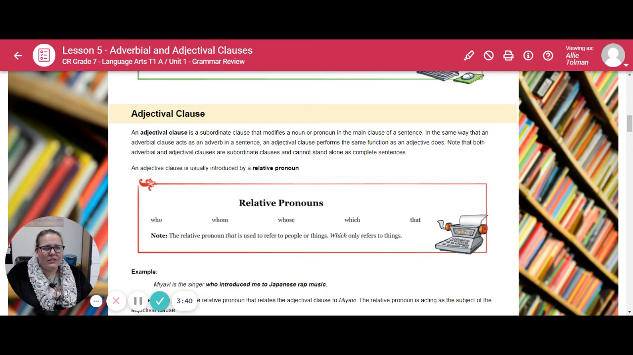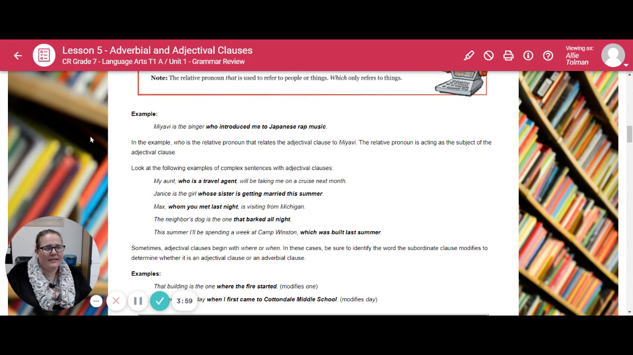An adjective clause is usually introduced by a relative pronoun. Now here are some relative pronouns. Who, whom, whose, which, and that. The relative pronoun that is used to refer to people or things, which only refers to things. Here's an example. Mayavi is the singer who introduced me to Japanese rap music. In the example, who is the relative pronoun that relates the adjectival clause to Mayavi. The relative pronoun is acting as the subject of the adjectival clause.